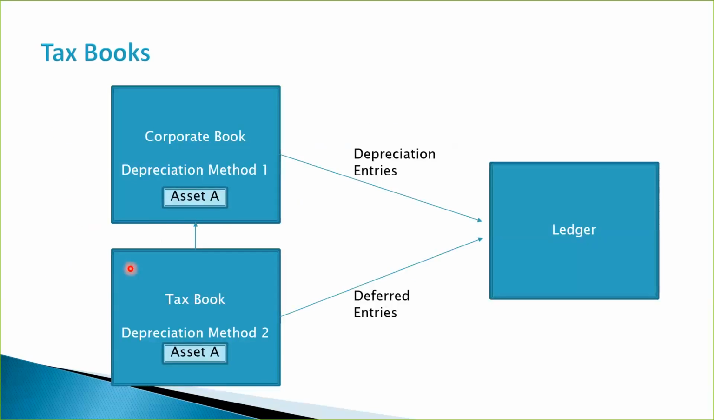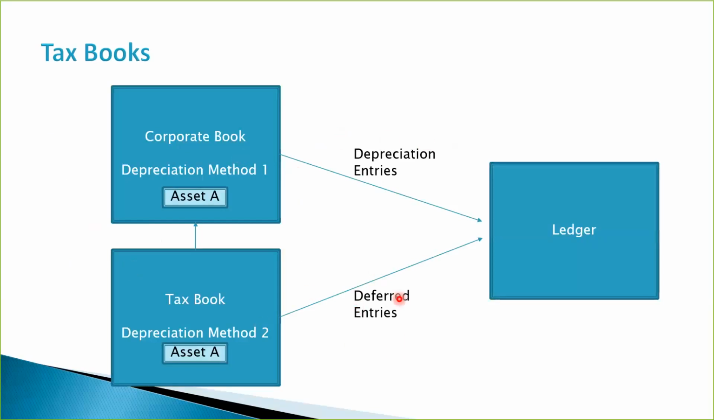Like we have said, the reason why we have a tax book is because you want to use a different depreciation method, maybe to take advantage of particular tax breaks offered by using these depreciation methods. All right. So that means that there will be a difference between the depreciation expenses produced from your corporate book and the ones produced from your tax book, right? So what the tax book sends is the difference between those two expenses, all right?